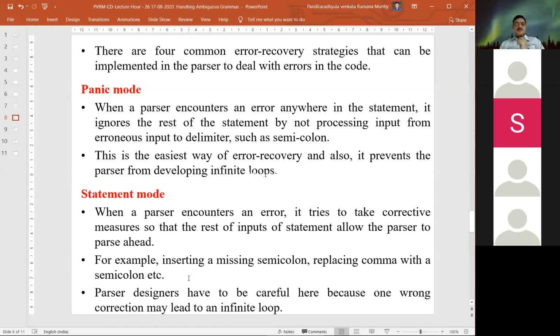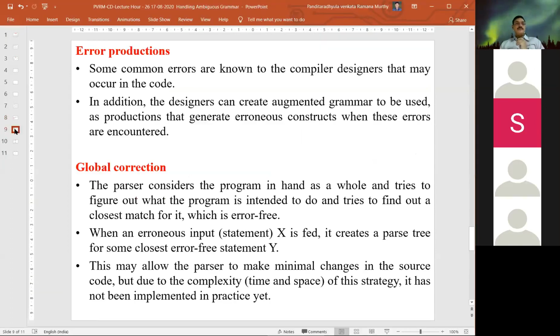It handles the replacement of a comma with a semicolon and moves on to the rest of the statement. Okay. So the parser designers have to be careful here because one wrong correction may lead to an infinite loop. If you treat the comma as a semicolon and don't handle the next part of the statement, the program may go into infinite loops also.